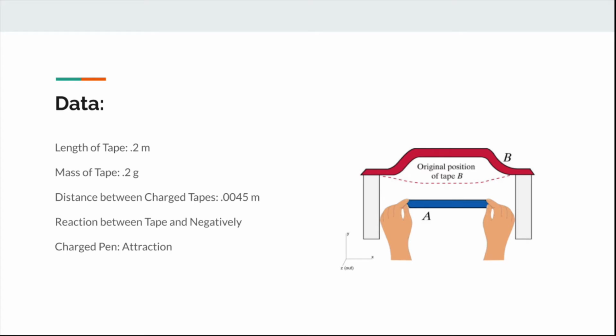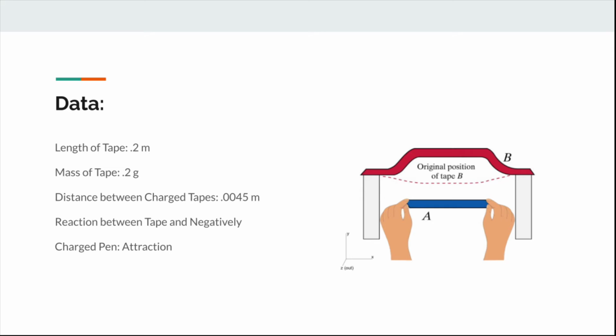For the experiment, we ripped two pieces of tape off another piece of tape to charge them up, and held them close to each other like in this diagram on the right. For our data, we found that the length of the tape was 0.2 meters, the mass of the tape was 0.2 grams, and the distance between the charged tapes was 0.0045 meters. Now this is all the measurements we need to find the magnitude of the charge, but the one thing we don't know is the sign. If they were both positive or both negative, they would repel, so we need some other experiment to figure out the sign.